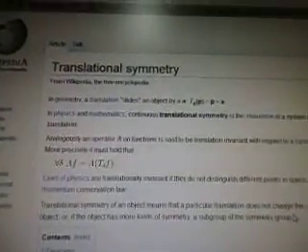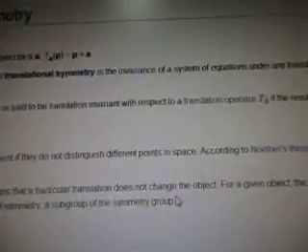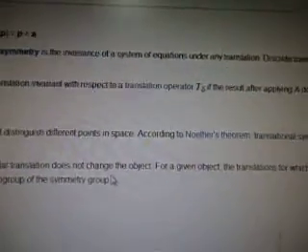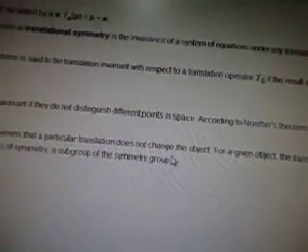And then translational symmetry. Continuous translational symmetry is the invariance of a system of equations under any translation. Discrete translational symmetry is invariance under discrete translation. Okay, so it doesn't really... I always look for pictures to let me know what it means. So that's the end of that one.